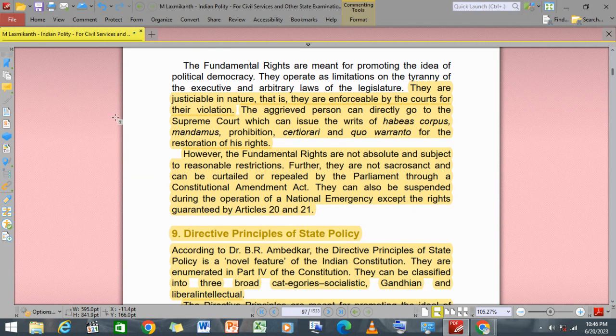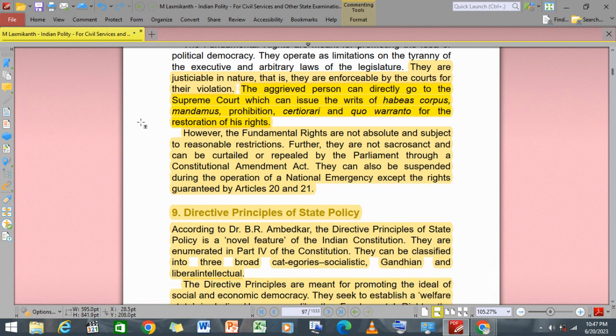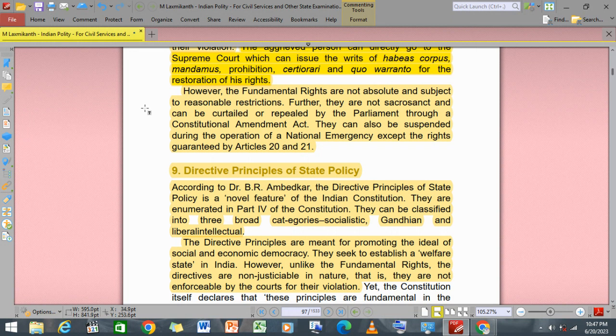They are enforceable by the court for their violation, and an aggrieved person can directly go to the Supreme Court. We'll talk about it later on, but any person who thinks that he has been deprived of fundamental rights can directly go to the Supreme Court for any type of legal issue, and the Supreme Court can also issue several writs like habeas corpus, mandamus, prohibition, certiorari, and quo warranto for the restoration of his rights. Right, so all these things can be done, and later on we'll study about the judicial system of India.